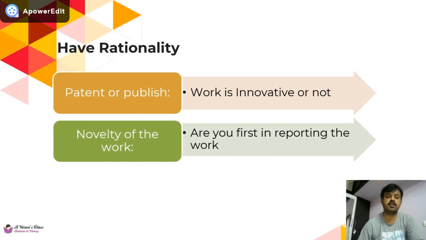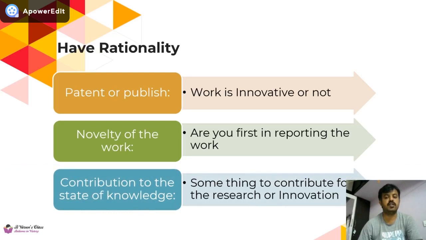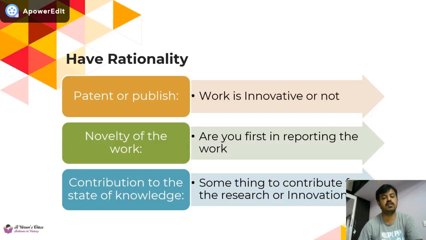Next thing we should remember is the novelty of the work. We should see the novelty in the invention. If you are the first person to report the issue, then there are more chances for the document to get accepted. Then there is the contribution to the state of knowledge. What is the contribution of the invention towards research or innovation? In academic writing, when we are writing, we should keep all these things in mind: whether the document is patentable or publishable, the novelty of the work, and the contribution to the state of knowledge.